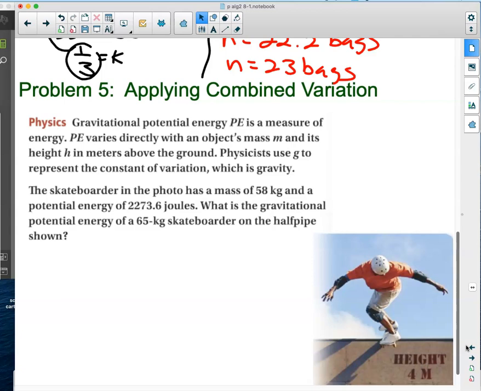Gravitational potential energy, PE, is a measure of energy, which I'm sure you did in 9th grade science class. I remember my girls doing that in 9th grade science. PE varies directly. Oh, that's what I was waiting for.